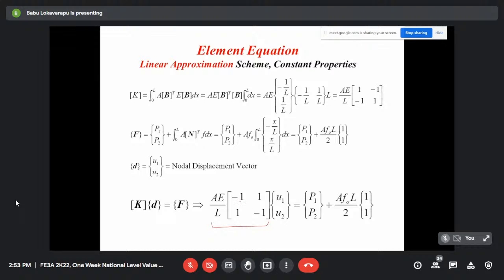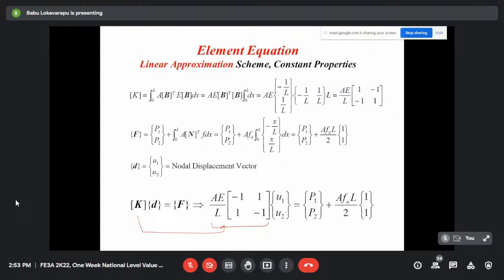If I look at only a 2-noded bar element, this is different. If I take a 3-noded bar element, the stiffness matrix is different. Use that equation for your problem and proceed. If it is a beam element, the stiffness matrix is different. This is one thing you should know.